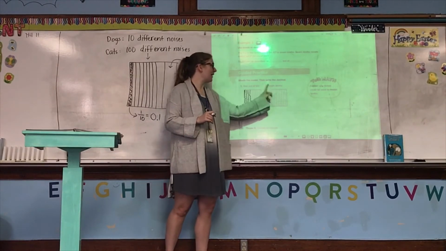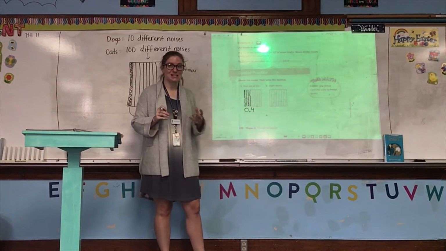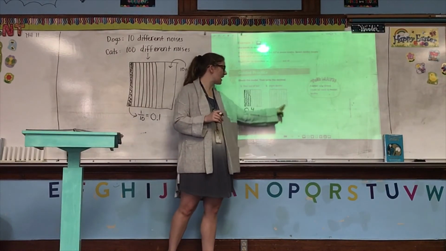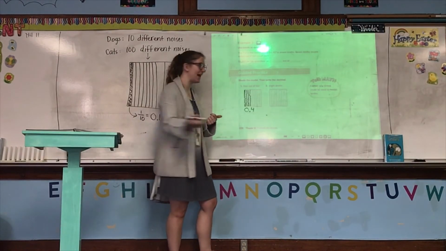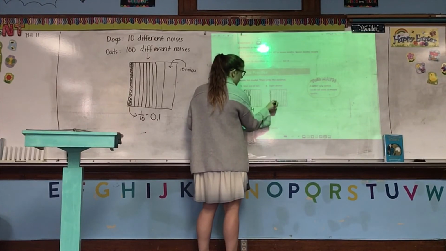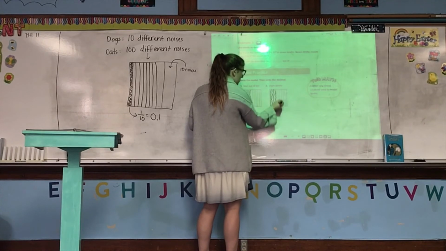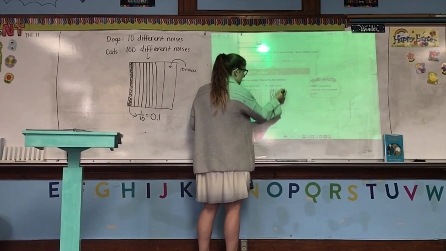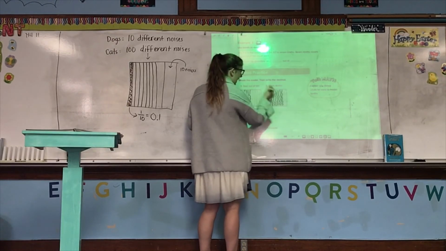Now number 2, we have 8/10, which is the same as 8 out of 10. So out of our 10 equal pieces, we're going to shade 8. 1, 2, 3, 4, 5, 6, 7, and 8.